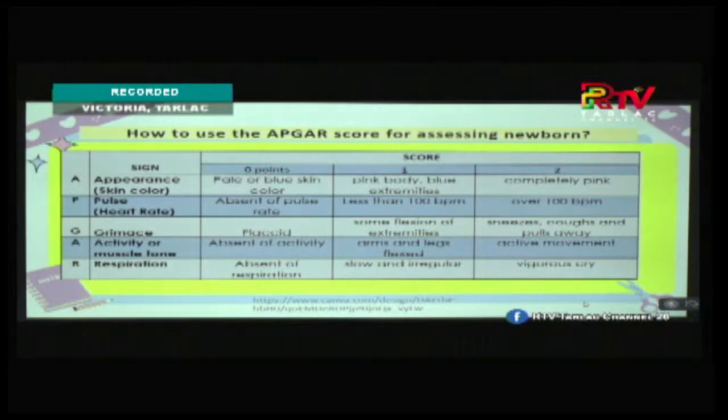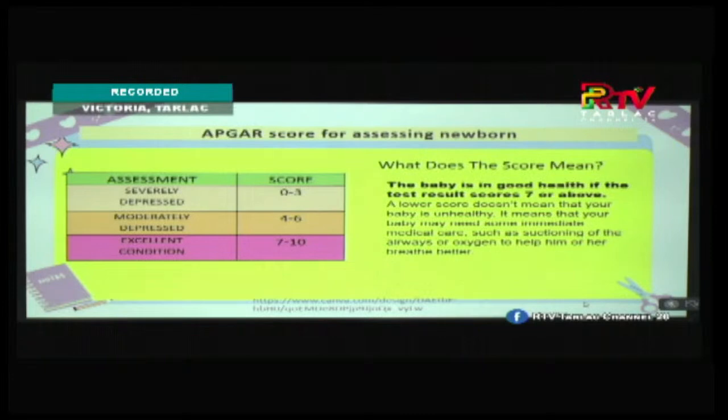0 to 3 points is severely depressed. 4 to 6 points is moderately depressed. 7 to 10 points is excellent condition. What does the score mean? The baby is in good health if the test result scores 7 or above. A lower score doesn't mean that your baby is unhealthy. It means that your baby may need some immediate medical care such as suctioning of the airways or oxygen to help him or her breathe better.